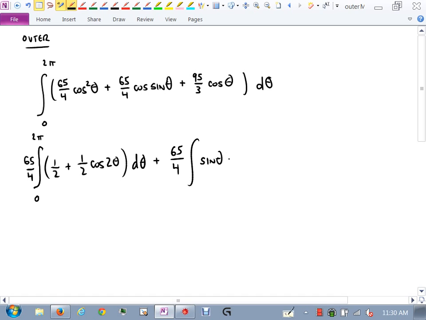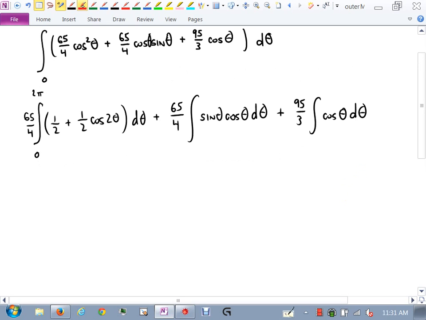sine theta cosine theta d theta. On this one, it's just a basic substitution. U is sine theta. I forgot my theta in there. Right there. U is sine theta, derivative is cosine theta, d theta. So that'll work pretty clean. And then this one, well, do we need to talk about that? 95 thirds integral cosine theta, d theta.